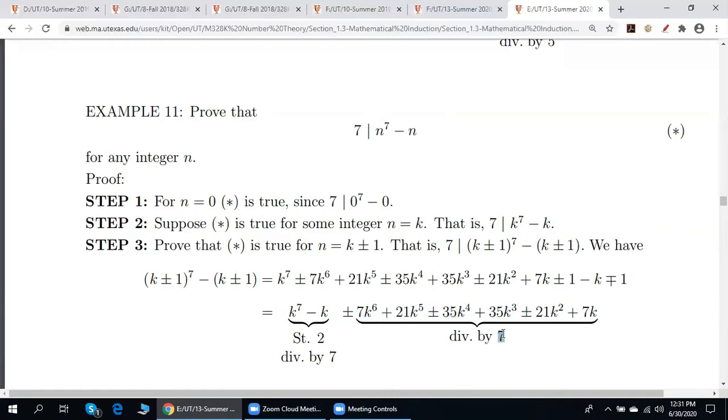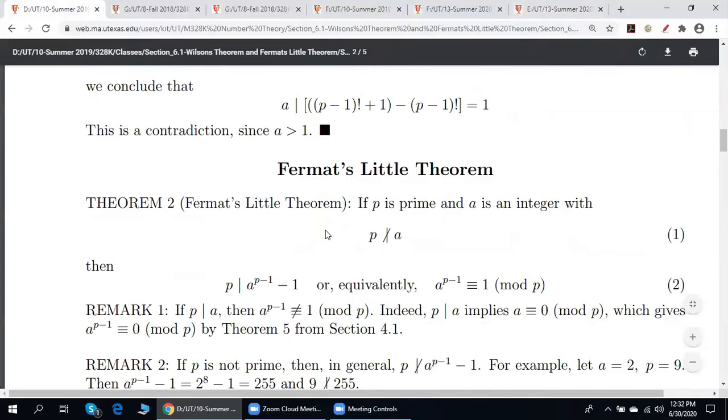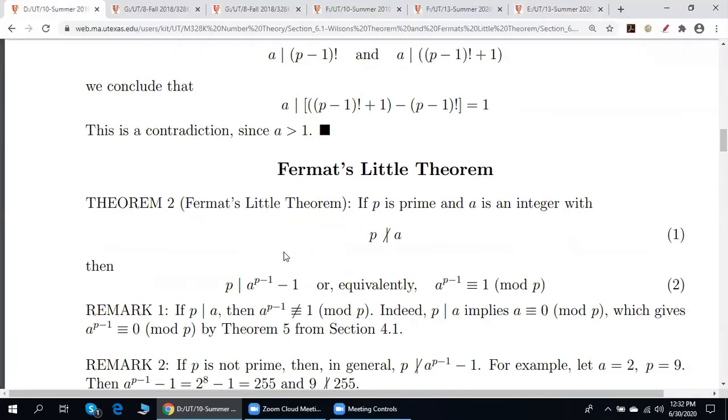It's not that easy. If we have a particular value of p, and if p is small, we can just check. But what if p is large, or we have some general p? How to prove that each coefficient here is divisible by p? It's a good question. So, over here, we prove the following.